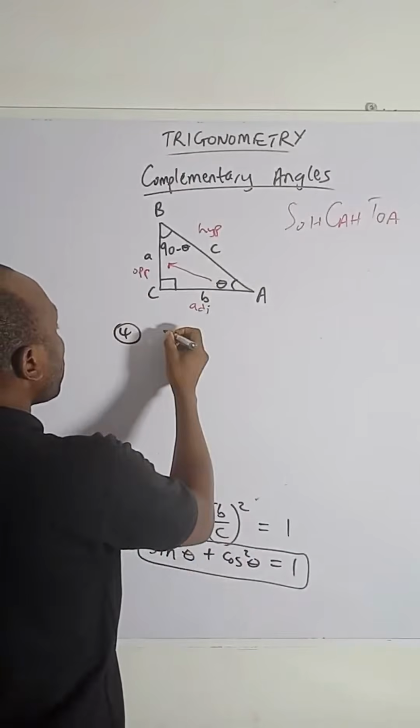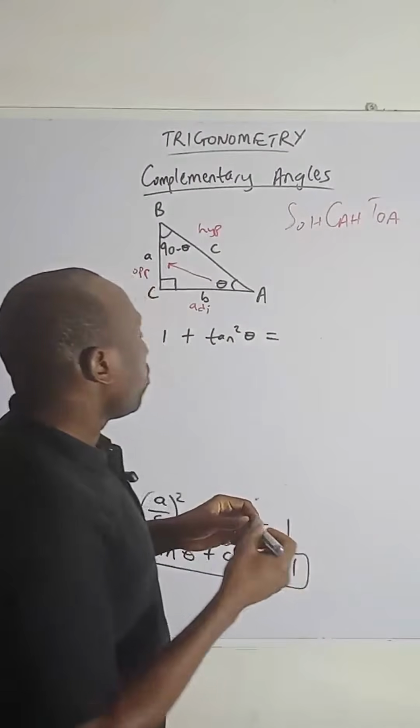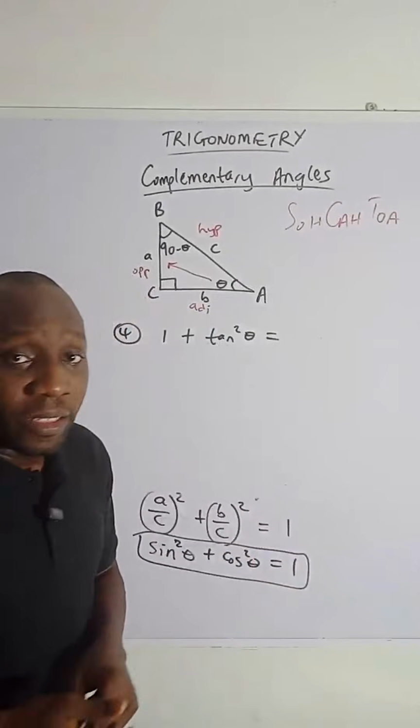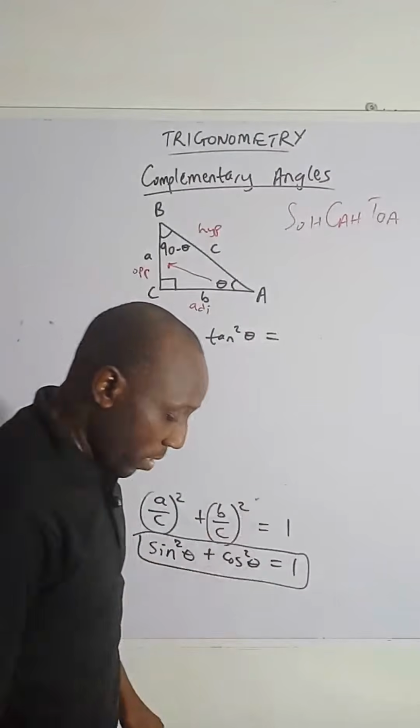How many of you know what 1 plus tan square theta is? This is another trig identity. What is 1 plus tan square theta? If you know it, type it in the comment.